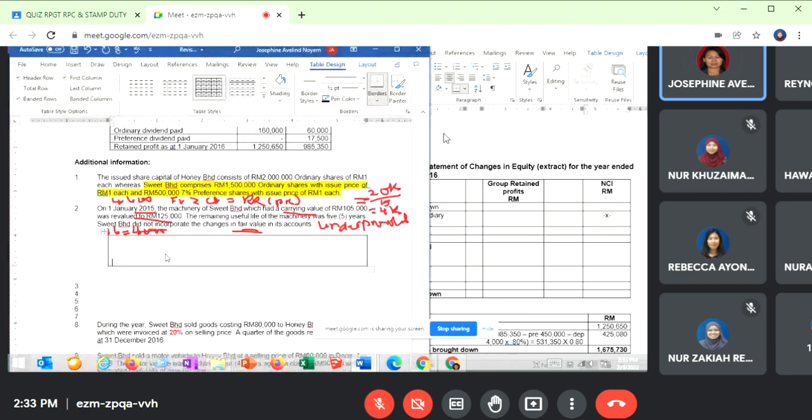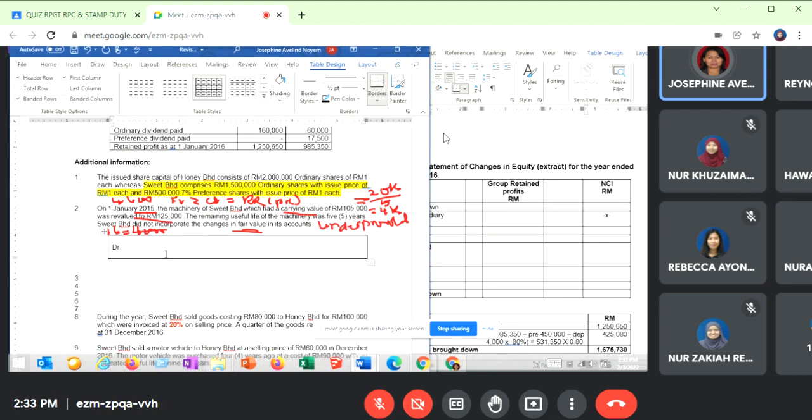Okay. Right. So we are going to debit, since the depreciation is under provided, meaning you have to increase the group's depreciation. So you're going to debit the depreciation expense. And this will go to the CPL, consolidated statement of profit or loss, as your expense for the year. All right, 4,000.